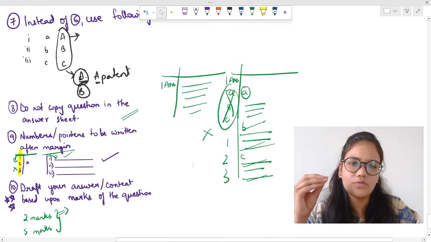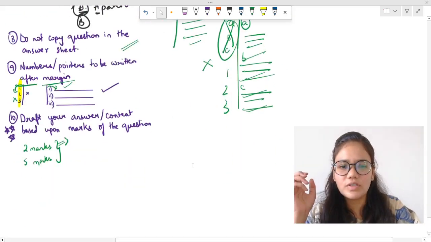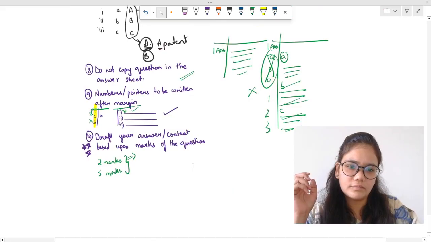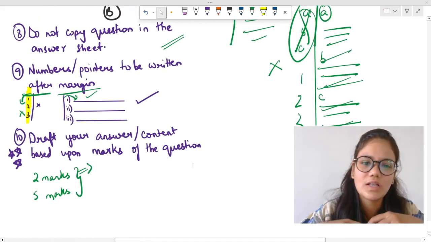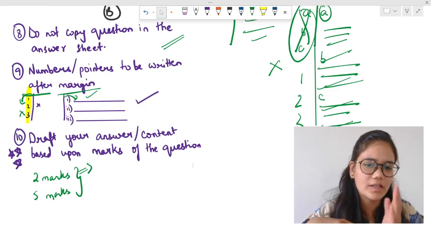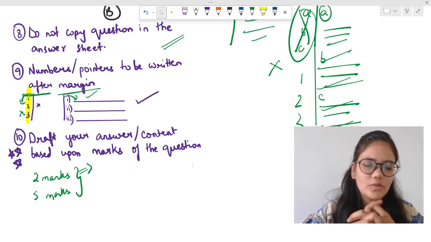Next, rather than using points etc., you can use ABC. Do not copy questions in the answer sheet. Last, 8 9 10. Do not copy question and answer sheet. Pointers are to be written after margin, that is towards the right side of the margin, not the left. And after answers or content based upon marks of the question.